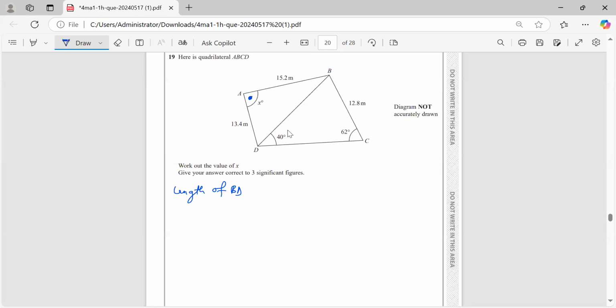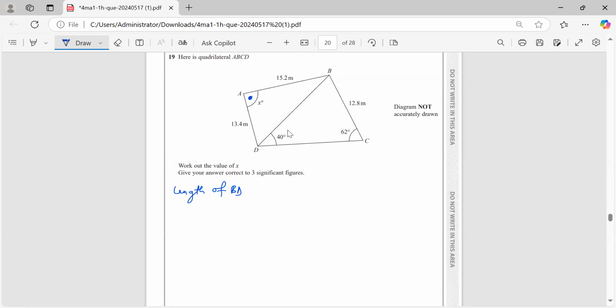Right? And then after we find the length of BD, we can actually use the cosine rule to find the value of x, angle x, isn't it? So for us to find BD, we're going to use the sine rule. We're going to use the sine rule, right?